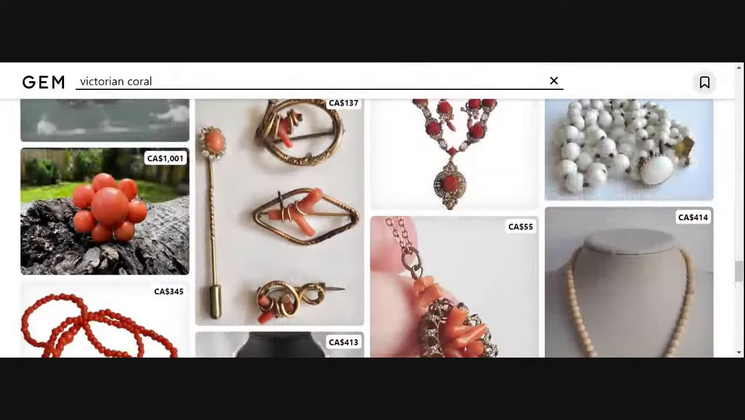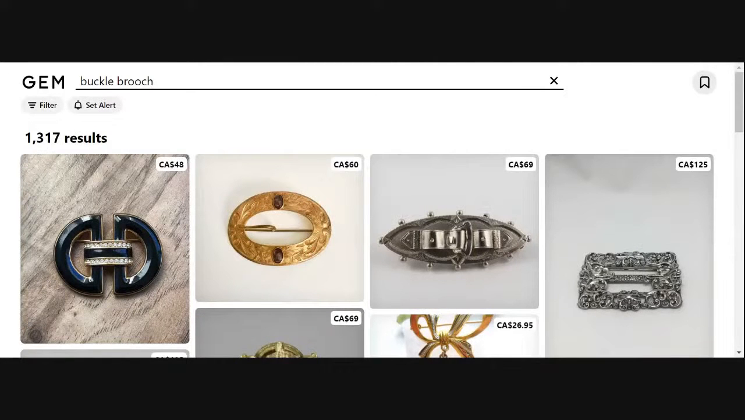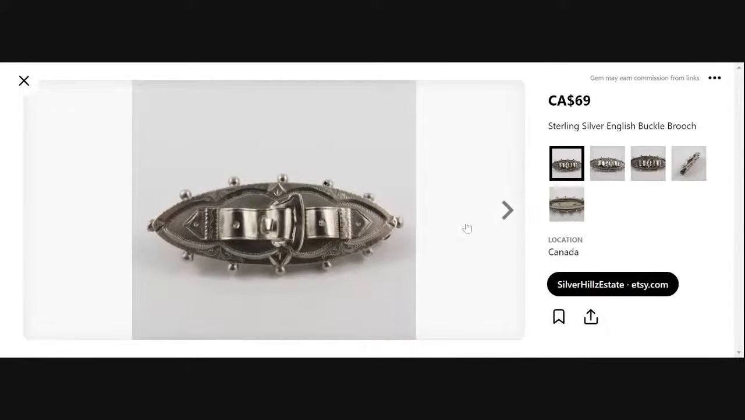Let's close out of here, close out of that search term. You can see all the things that I've been searching for. Actually, I will look for buckle. Brooch singular is usually easier to find. Now, my friends, I have been eyeballing this one because it is a fairly good value, but it may have a little bit of damage to it. So let's take a look.